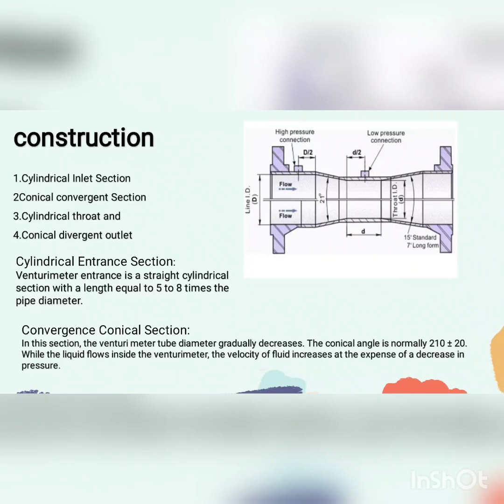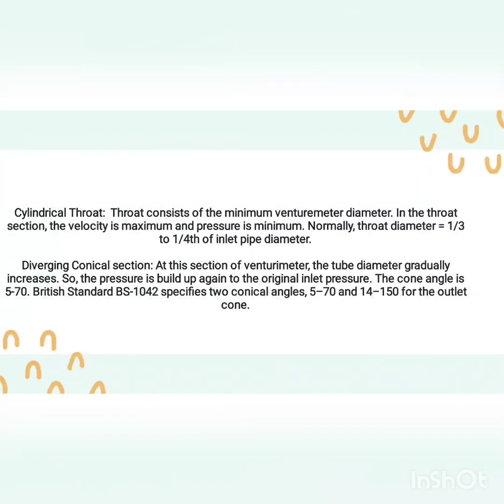In this section, the Venturimeter tube diameter gradually decreases. The conical angle is normally 21 degrees plus or minus 2. While the liquid flows inside the Venturimeter, the velocity of fluid increases at the expense of a decrease in pressure. Now coming to the cylindrical throat. Throat consists of the minimum Venturimeter diameter. In the throat section, the velocity is maximum and pressure is minimum. Normally, throat diameter is equal to 1/3 to 1/4 of inlet pipe diameter.